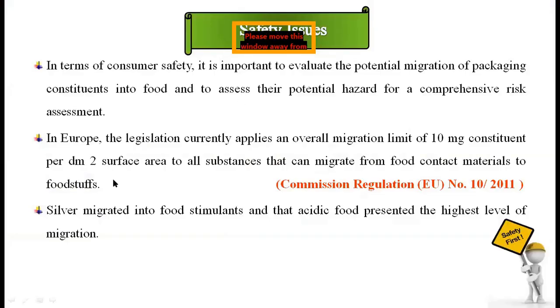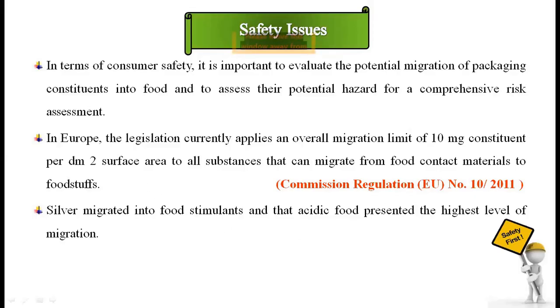Now, safety issues. What are the safety issues in using such types of nano sensors based on different nanoparticles? Because safety is first for us. In terms of consumer safety, it is important to evaluate the potential migration of packaging constituents into the food. The packaging material which you are using to pack the food is directly consumed by the consumer. So it is very necessary to know whether some particles are migrating into the food or not, or having some reaction with the packaging material. It is an important factor in making the packaging material, and also to assess their potential hazard for risk assessment.